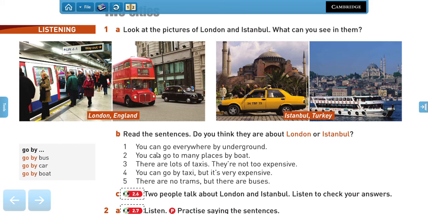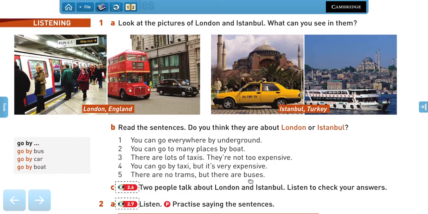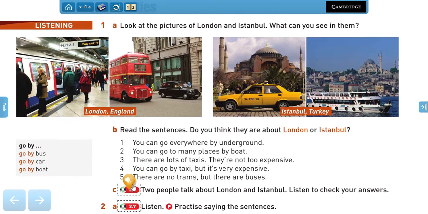1. You can go everywhere by underground. London or Istanbul? 2. You can go to many places by boat. 3. There are lots of taxis. They're not too expensive. 4. You can go by taxi, but it's very expensive. 5. There are no trams, but there are buses. So let's listen and check your guesses.